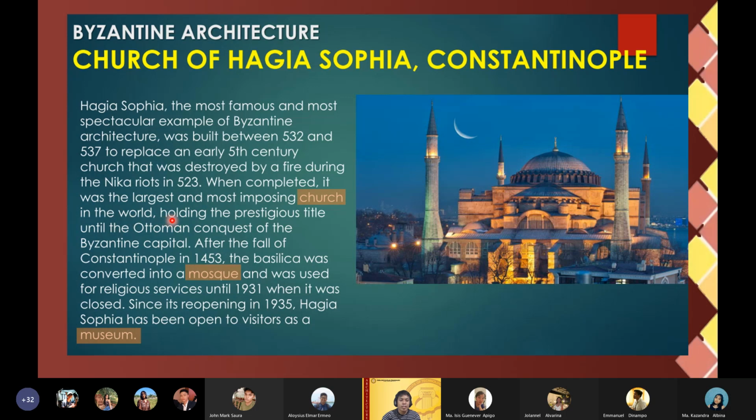So holding prestigious title until the Ottoman conquest of the Byzantine capital. So during the downfall of the Byzantine capital or the Byzantine era, kani siya nga church na transform ni siya into a mosque. So gihimo ni siyang mosque. So from Christianity or Christian church, nahimong mosque for the Muslims, and currently himo na siyang museum. And still wala gyapon na usab, walay na guba.